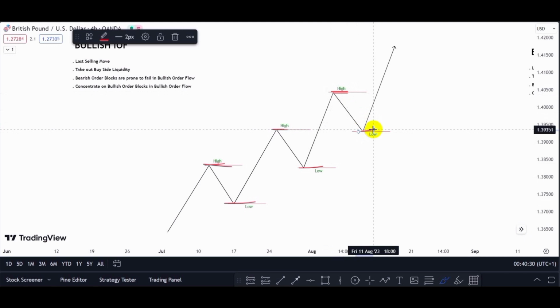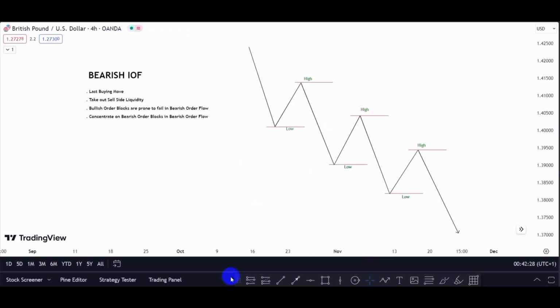You're going to look at the last selling move before the buying move. That is for the bullish institutional order flow, looking at price making a move to the upside to take out the external liquidity, the buy side liquidity. So that is what we pay attention to in the bullish institutional order flow. Paying attention to the bearish order block is not advisable, as it is prone to fail because the institutional order flow is bullish. So it's not right to pay attention to the bearish order block in a bullish institutional order flow. Now let's look at the bearish institutional order flow.